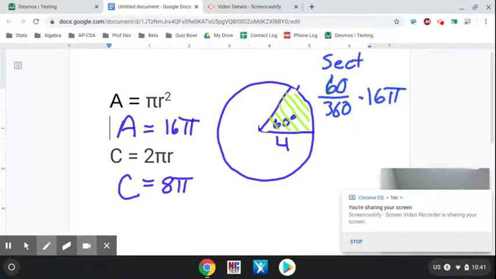So to find the area of a sector, you first need to know the area of the whole circle by just using your pi r squared. In this case, it was 16 pi. So I can do 60 out of 360 times 16 pi.